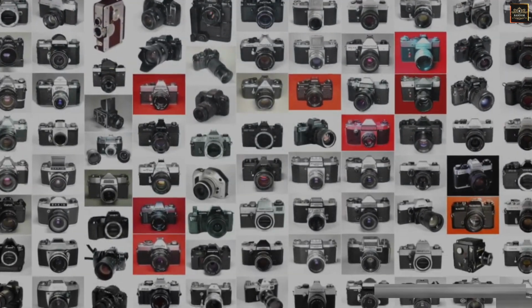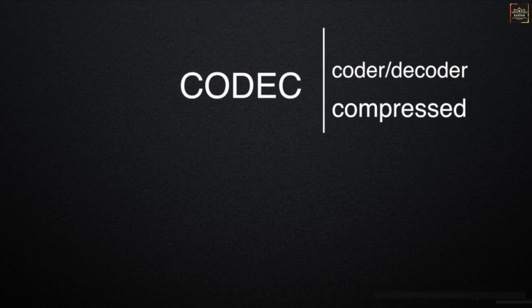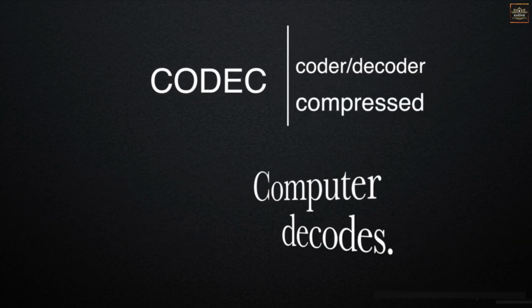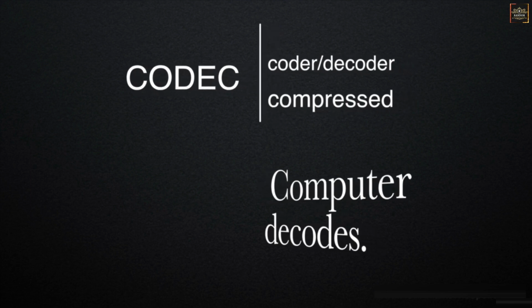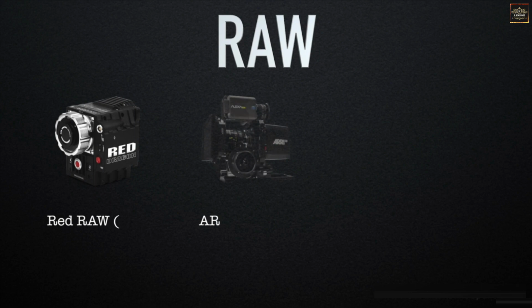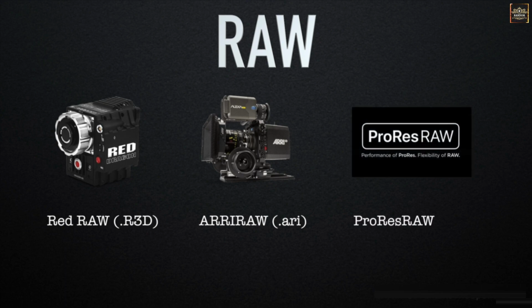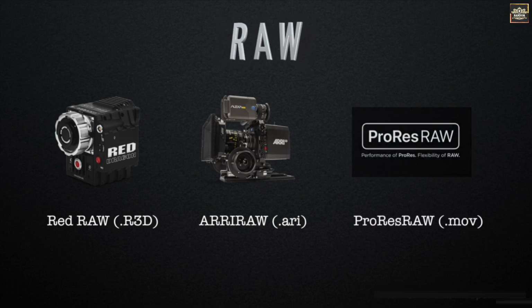In brief, when you shoot footage with most digital cameras these days, they save the information into what is known as a codec, meaning the camera codes it upon recording, and your computer decodes it later in your editing program. Now, some higher-end digital cameras like the Red or the Arri Alexa shoot what is known as a RAW format, technically not a codec since no encoding is actually going on. Apple recently released a RAW version of their famously popular ProRes codec.